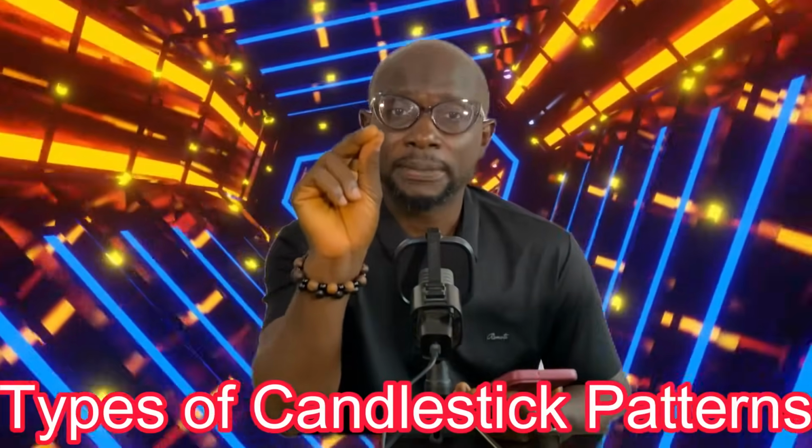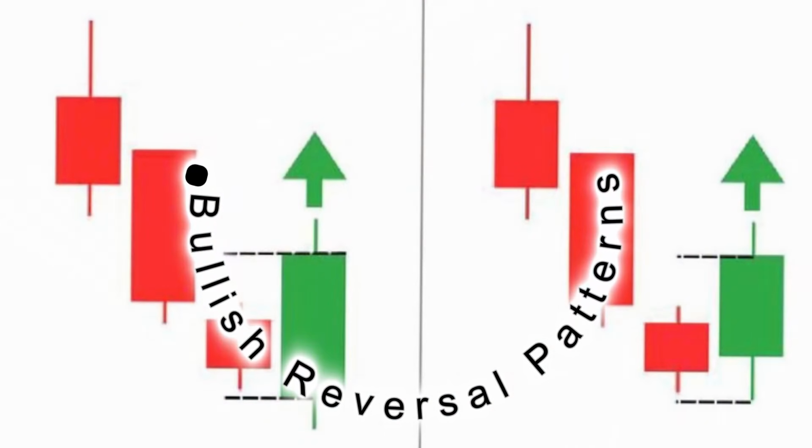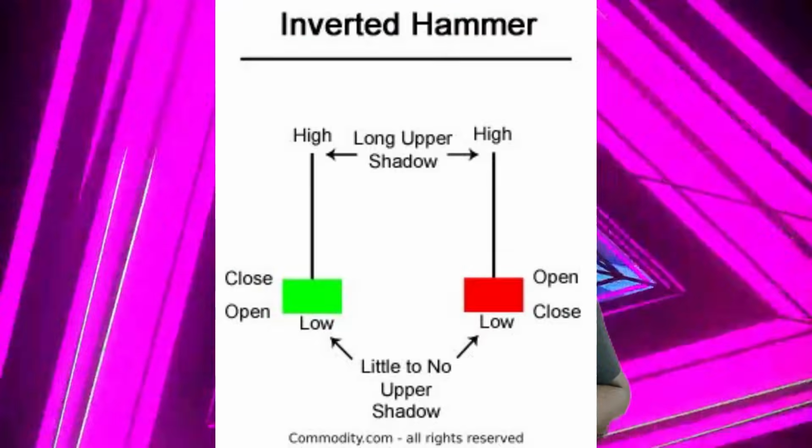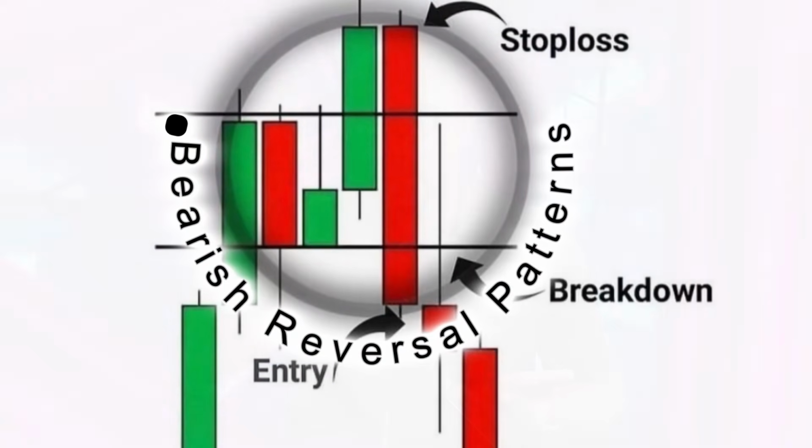Types of candlestick patterns. There are two types you need to understand. The first one, bullish reversal patterns. These appear after price has been falling, and they suggest that price may start going up. Examples are hammer, bullish engulfing, and inverted hammer. Now let's talk about the bearish reversal patterns. These appear after price has been rising, so they suggest price may start going down. Do you get it now?